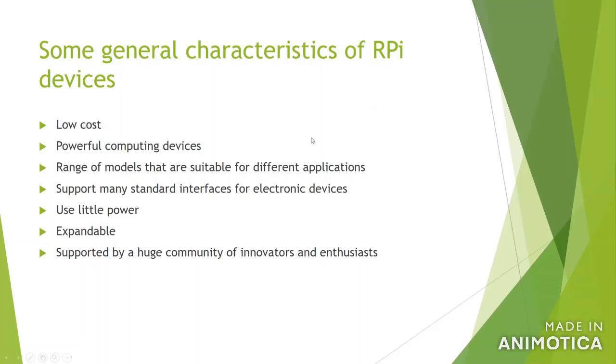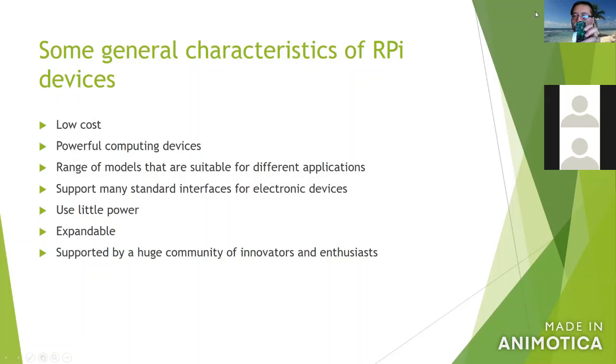So there are several general characteristics for Raspberry Pi devices. All the Raspberry Pi devices are low-cost devices, and they are very powerful computing devices, even though they are very small. I have an example. I don't know whether you can see, this is the Raspberry Pi 3, and we will use this for our class. You can see the size actually is pretty small. Compared to my hand, it's very small.